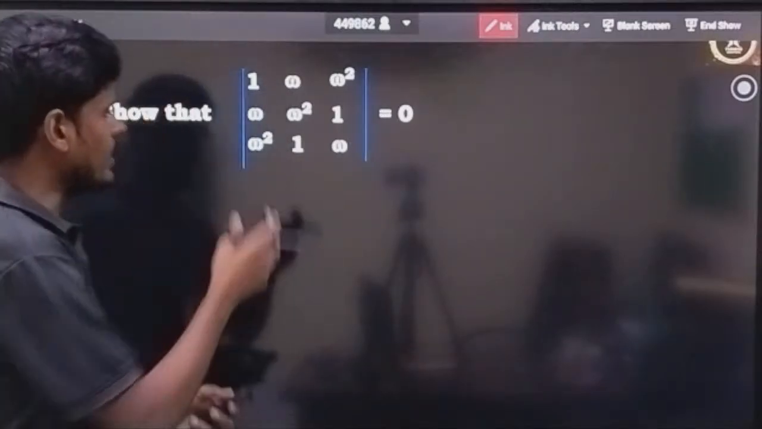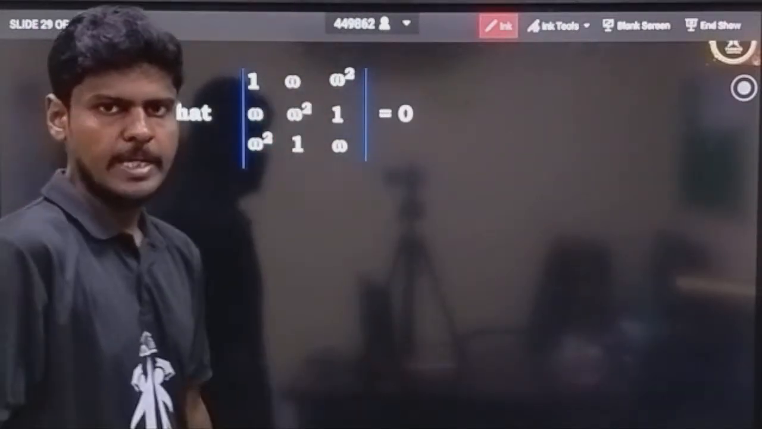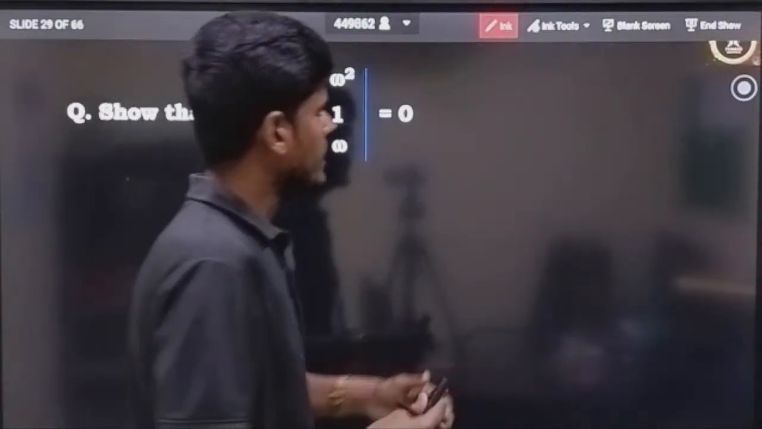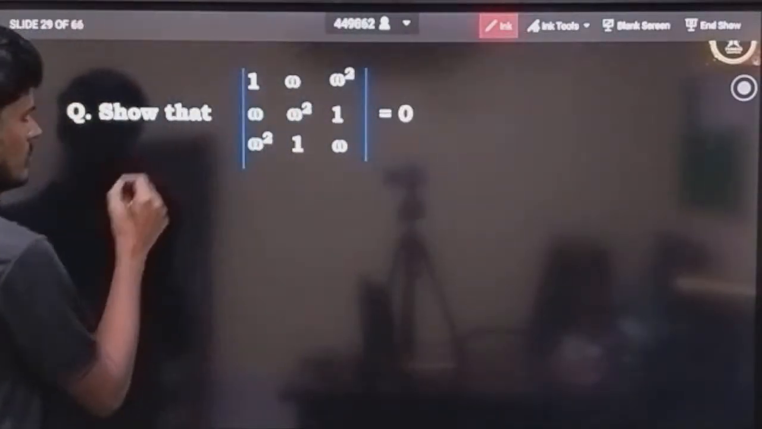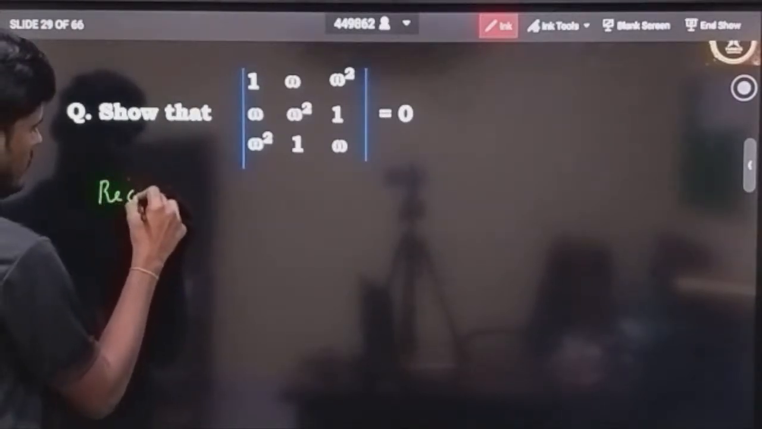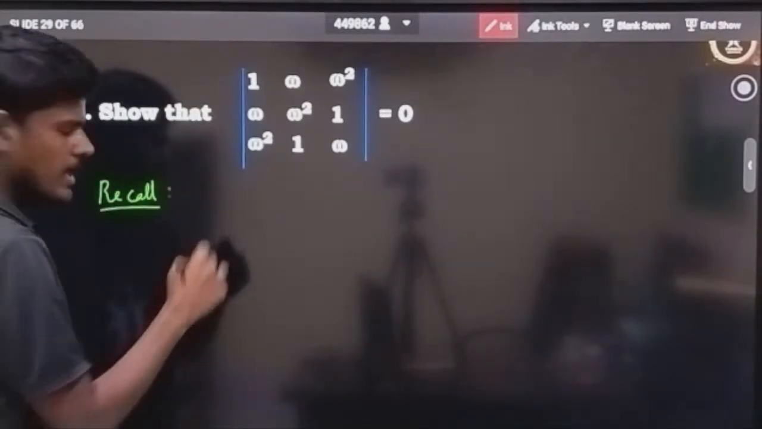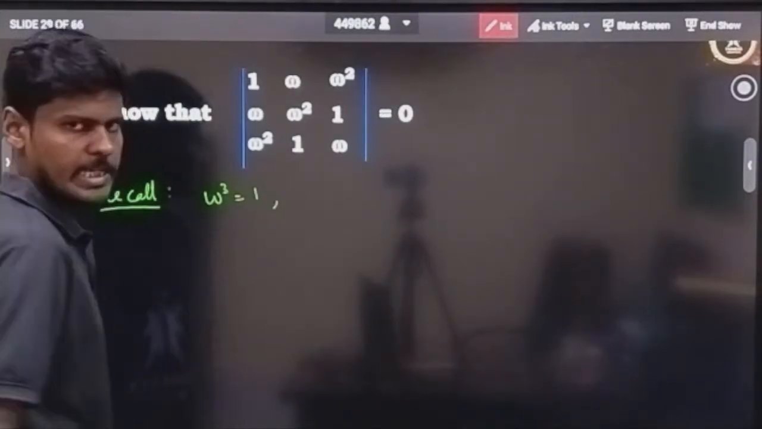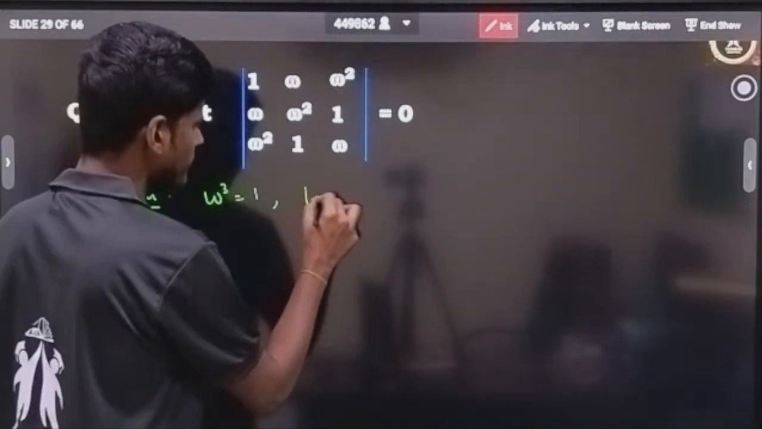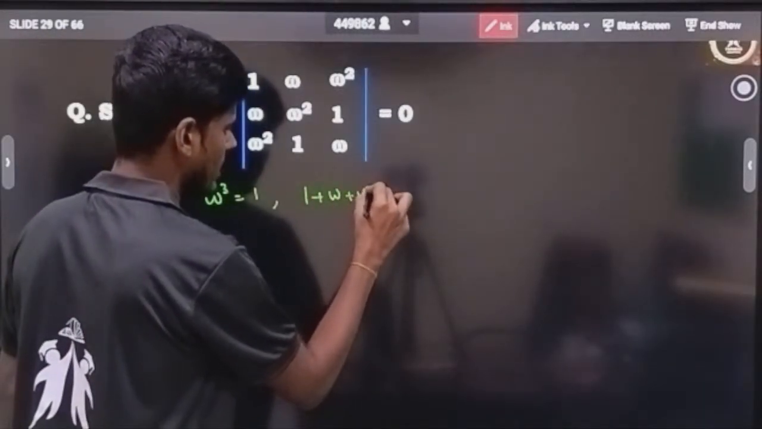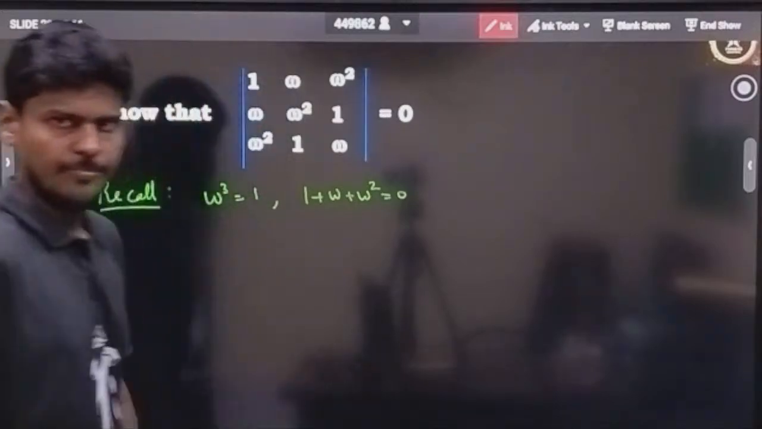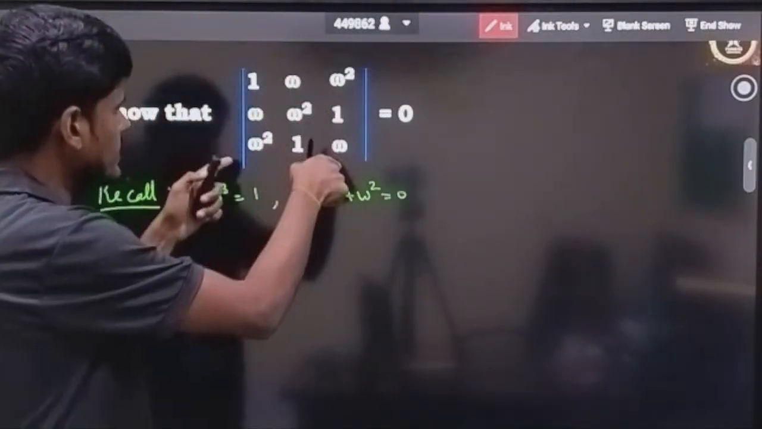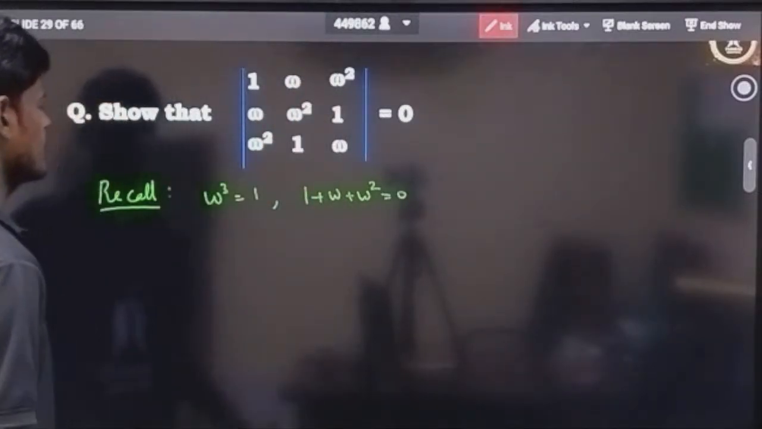That means first, while observing, we already know what omega is. Omega is the cube root of unity, and we already know the properties. Omega cube is 1, and the other property is the sum of cube roots of unity, that is 1 plus omega plus omega square, equals 0. Now we will use these two properties of omega and evaluate the determinant using determinant properties.